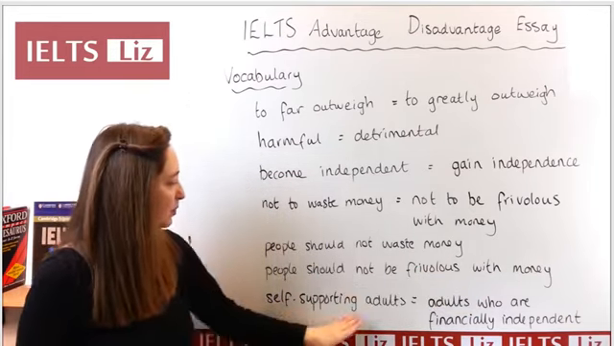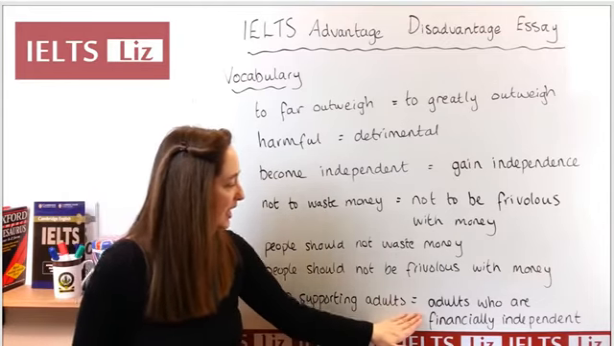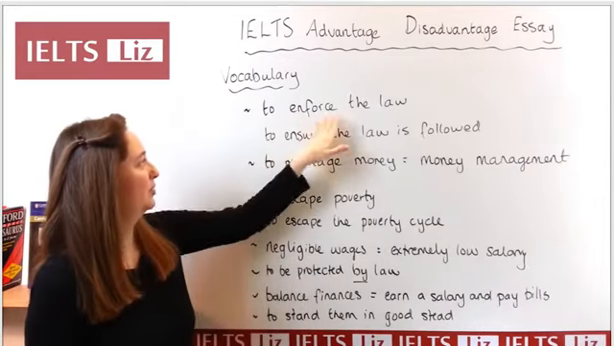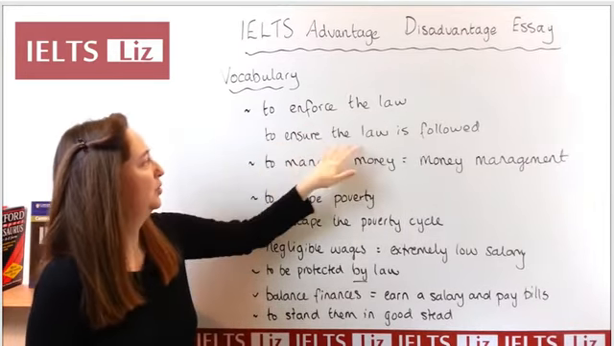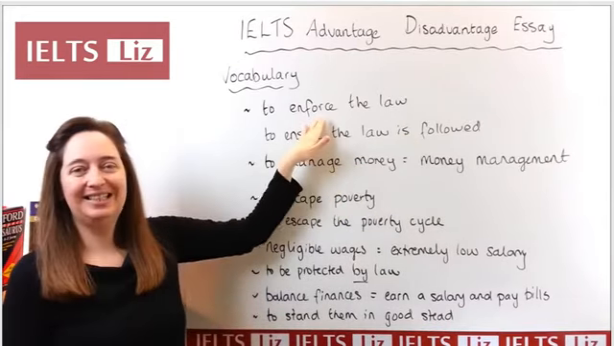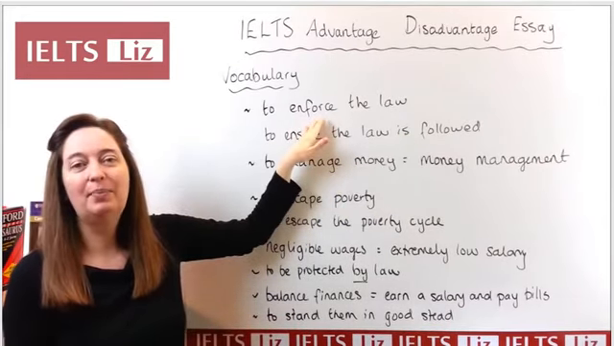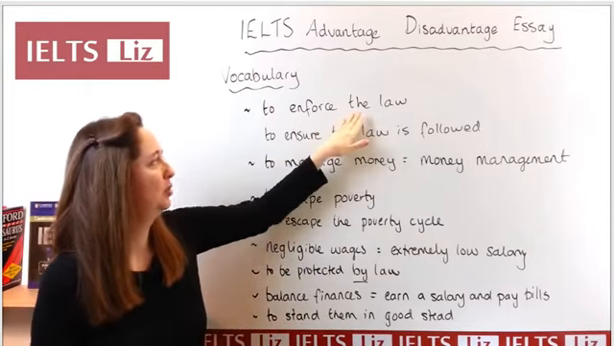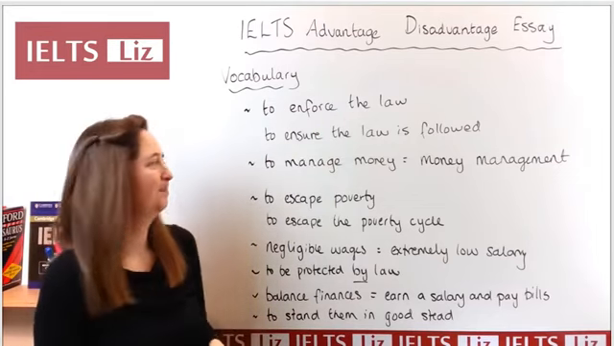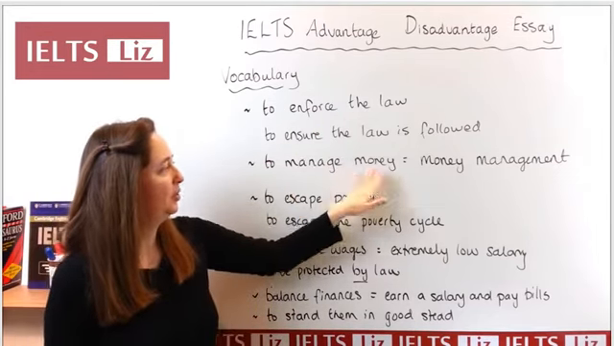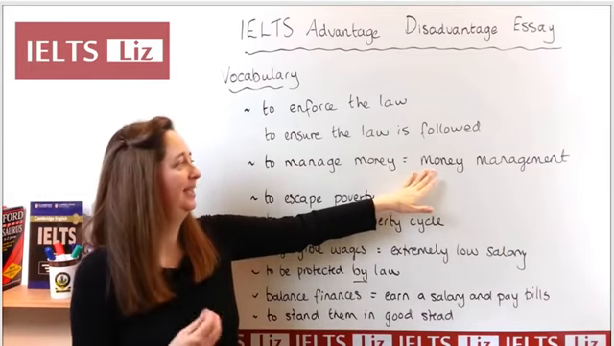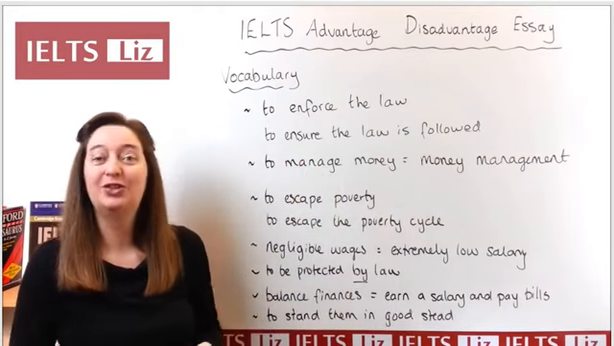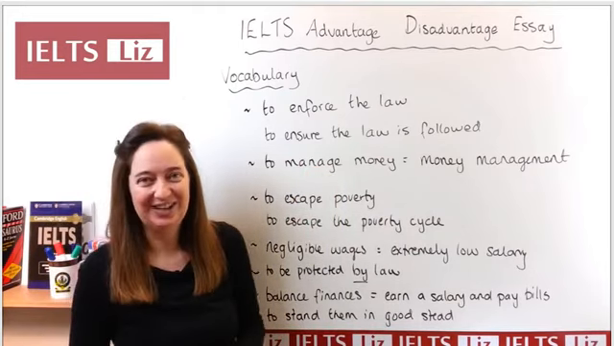We also wrote about self-supporting adults. If you want to paraphrase that, you could say adults who are financially independent. In the essay, we wrote about to enforce the law, and that means to ensure that the law is followed. Now, this is an example of a very good collocation, and the examiner would pay attention if you wrote it, because you're using exactly the right verb to match the noun for the right meaning. We wrote about to manage money, and you can paraphrase that using the noun money management. So again, this is about changing word forms to show your skill with the English language.